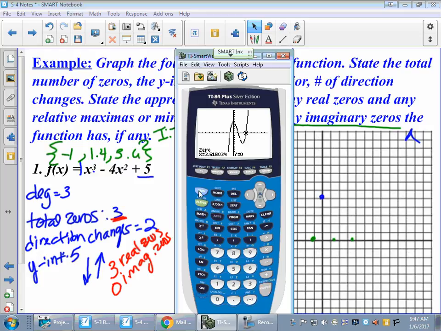So I'm going to hit second, trace, and since it's a peak, I'm going to do 4. That's my maximum. So you calculate a maximum just like you normally would a regular maximum. It's the same thing. So I have to do a left boundary, so I have to be before the peak, enter, after the peak, enter, and if you want to, on the peak, enter.